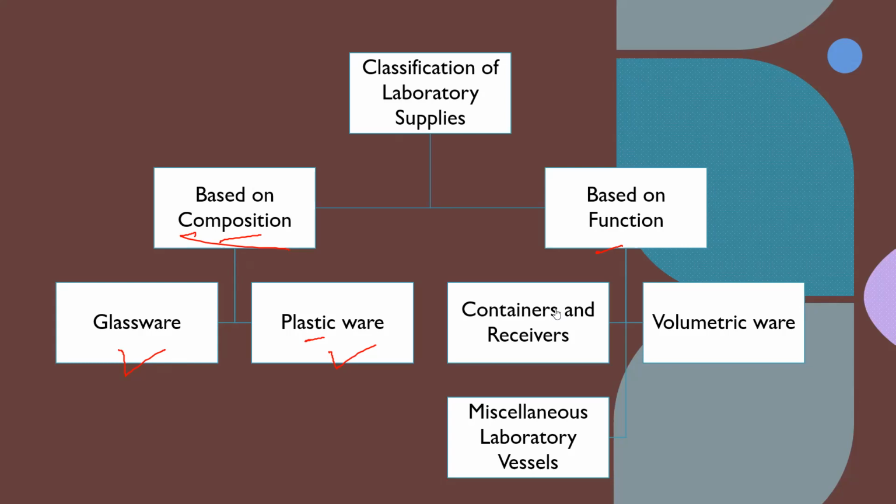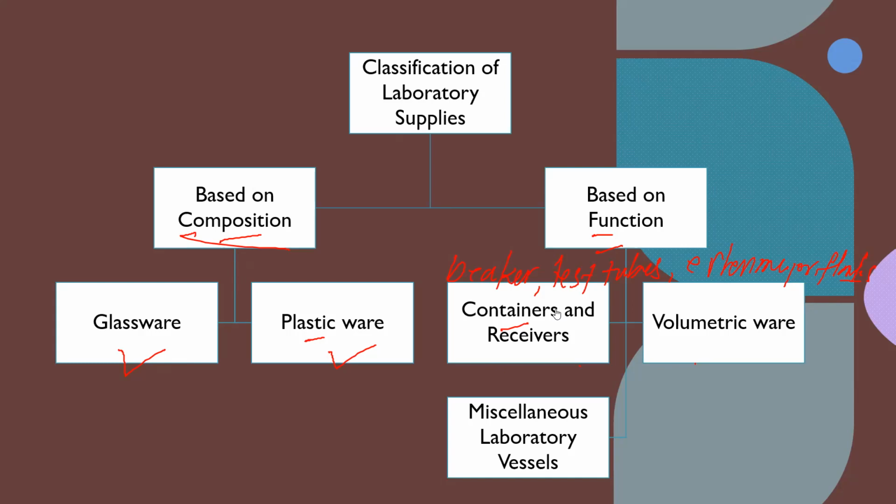Aside from that, laboratory supplies can also be classified based on their function. There are three classifications based on function. Number one is containers and receivers. Examples of this are your beaker, your test tubes, and the Erlenmeyer flask. These can be classified as containers or receivers.